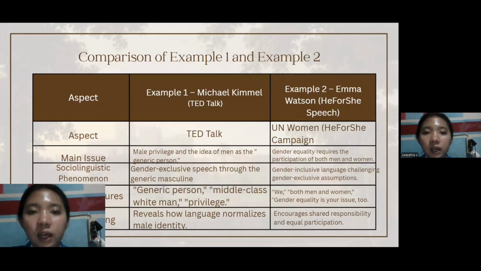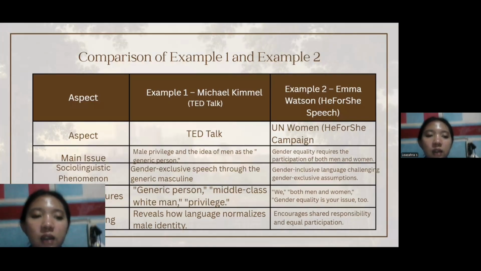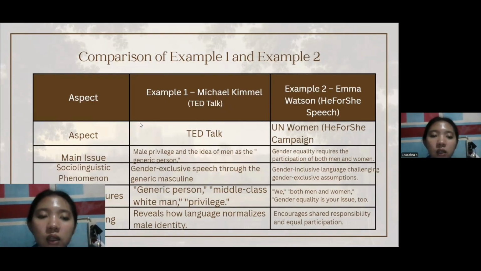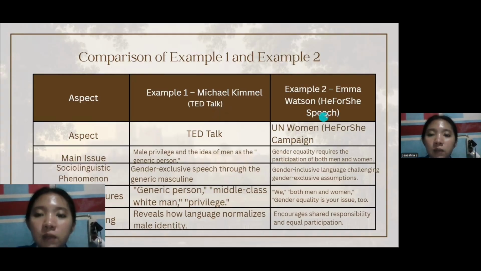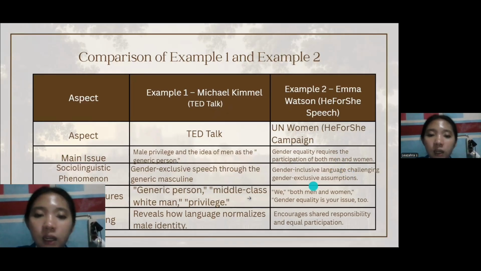Comparison of example 1 and example number 2. In example number 1, the TED Talk, and example 2, Emma Watson's speech. The main issue in the Michael Kimmel speech is male privilege and the idea of man as the generic person. While for example 2, Emma Watson's, the main issue is that gender equality requires the participation of both men and women.